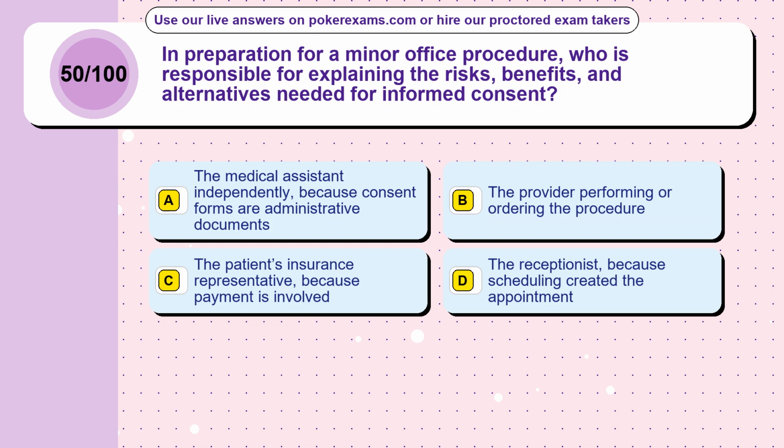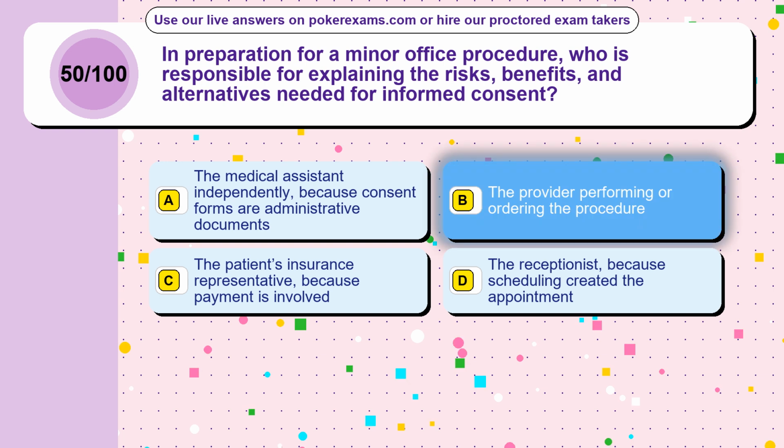Question 50. In preparation for a minor office procedure, who is responsible for explaining the risks, benefits, and alternatives needed for informed consent? Option A. The medical assistant independently, because consent forms are administrative documents. Option B. The provider performing or ordering the procedure. Option C. The patient's insurance representative, because payment is involved. Option D. The receptionist, because scheduling created the appointment.